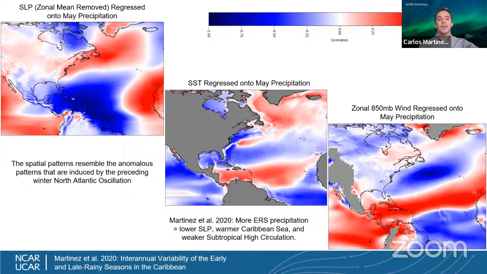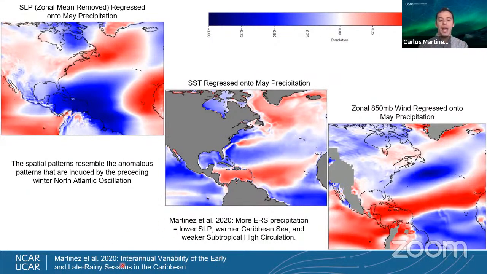So SLP with the zonal mean removed, showing more precipitation with lower SLP values. For SSTs, we see a warmer Caribbean Sea and the southern portion of the North Atlantic. And under the zonal low level winds, we see more westerlies or weaker easterlies, which denote a weakening of the circulation itself, and consequently a weaker high for more precipitation across the Caribbean.